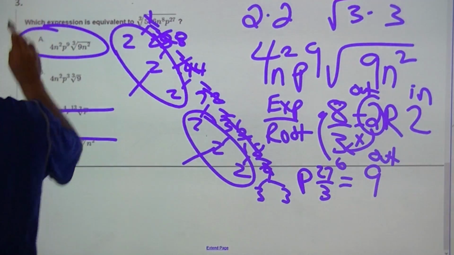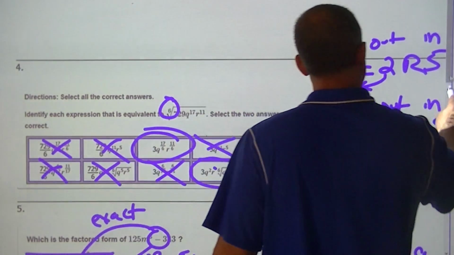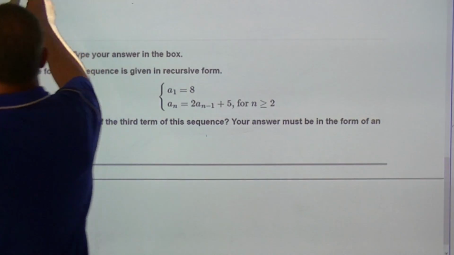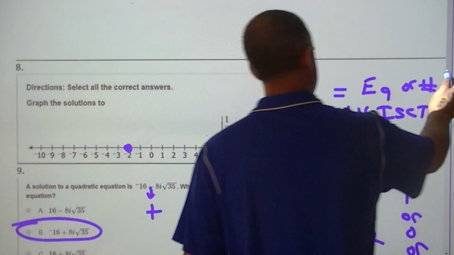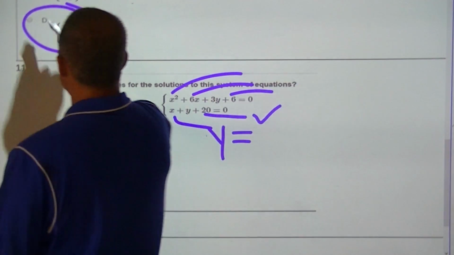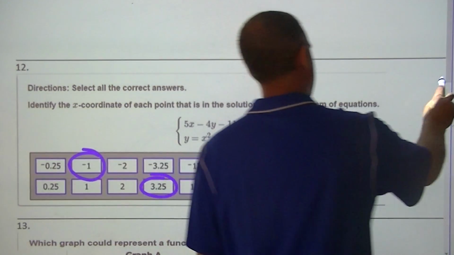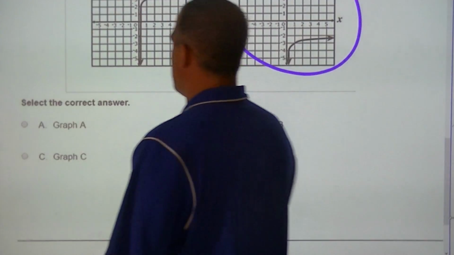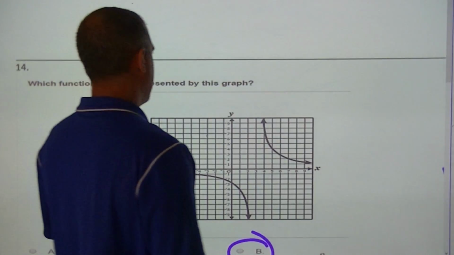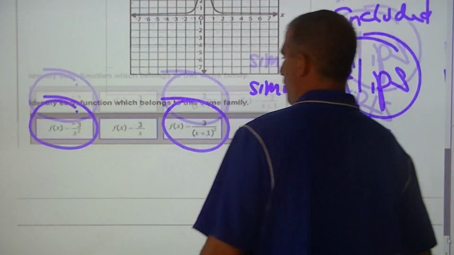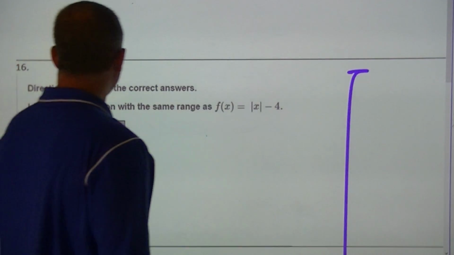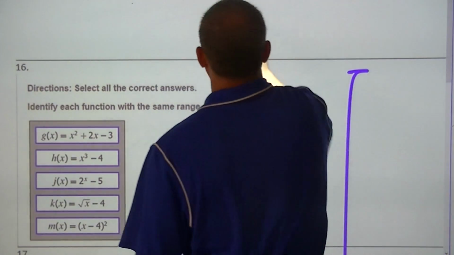1, 2, 3. As I go through 4, 5, 6, 7, 8, 9, 10, 11, 12, 13, 14. As you can see, I've almost done the whole thing. The hard questions got to the end, and this is my last hard question.